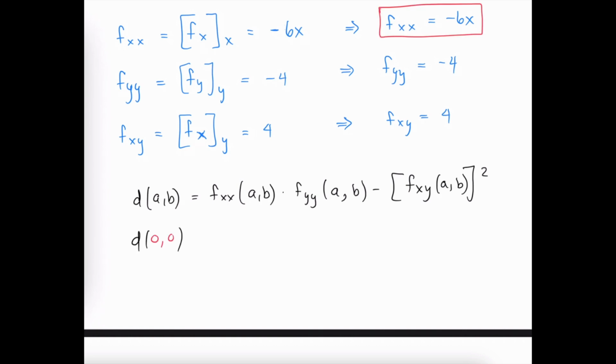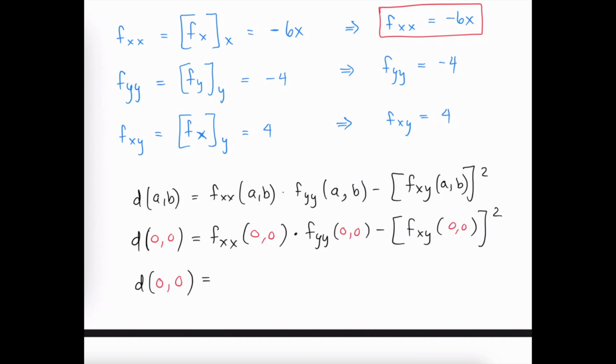So now we're going to calculate the D output evaluated at each of our critical points, which means we calculate the second partial derivative with respect to x twice and see what that is at our critical point. Second partial derivative with respect to y twice and see what that is evaluated at our critical point, and second partial derivative with respect to x and then with respect to y evaluated at our critical point as well.